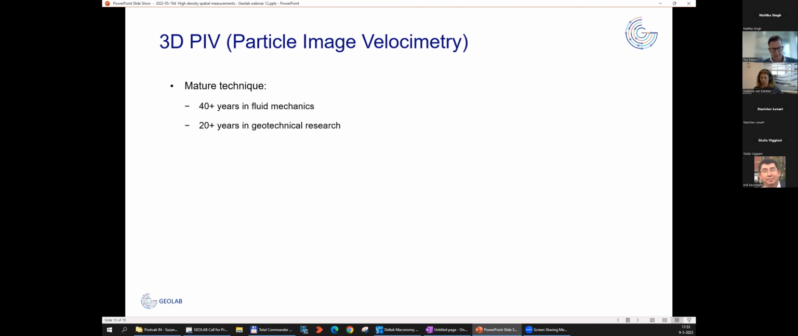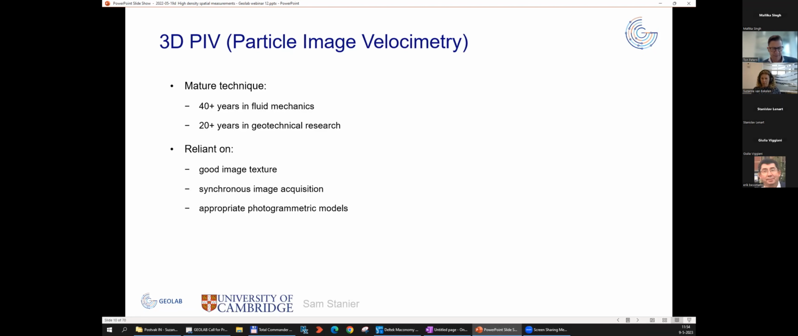About three-dimensional PIV, this is a major technique. It's basically using photos and then detecting movements in a series of photos. This technique has been in use for fluid mechanics for over 40 years already, and in the beginning of this century, we started with the geotechnical applications. This part of the presentation about 3D PIV was prepared by Sam Stanier of the University of Cambridge.